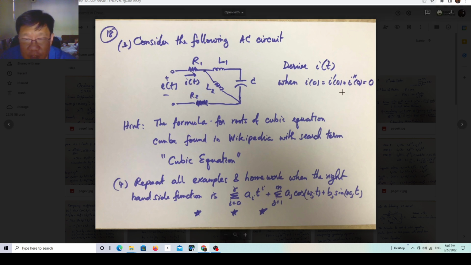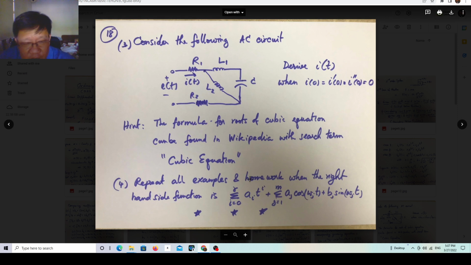And therefore you need to find the root of a cubic equation. Remember that for the second order you need to find the roots of the quadratic equation. For the third order, the corresponding characteristic equation, or auxiliary equation, becomes a cubic equation that can have three possible roots. Then I gave you something to think about: you can find how to solve the cubic equation on Wikipedia by using the search term cubic equation.